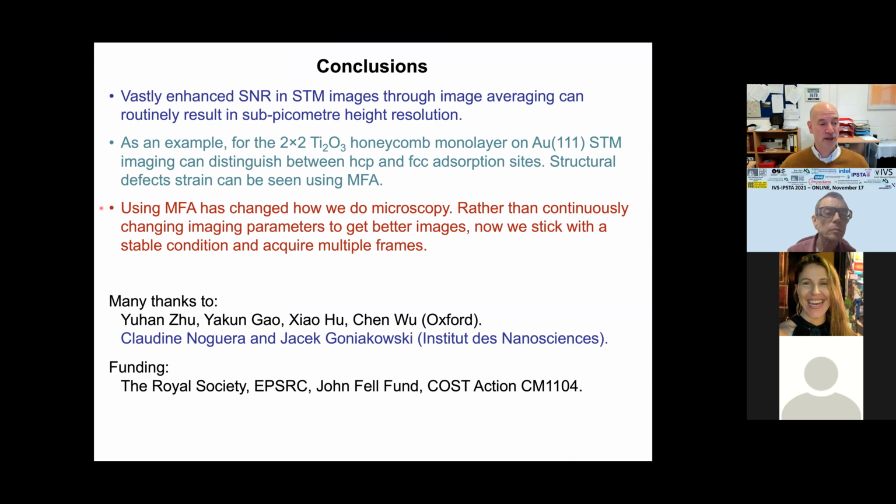And the final point I would like to make is that using this approach, it has significantly changed how we do microscopy. Previously, like most people, we used to continuously change imaging parameters to get better images, and then we'd select the best image. But now what we do is we find a stable imaging condition, and we acquire multiple frames at that stable imaging condition, and then we actually get much better results than we would have done by changing imaging parameters to get better images.